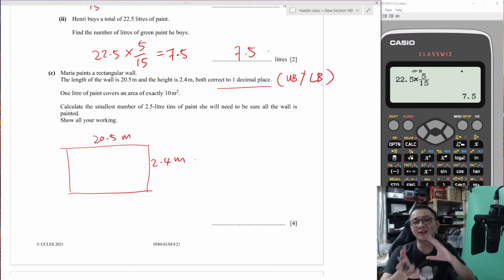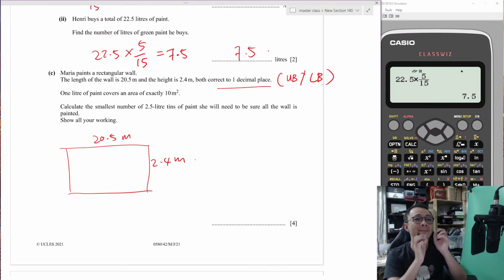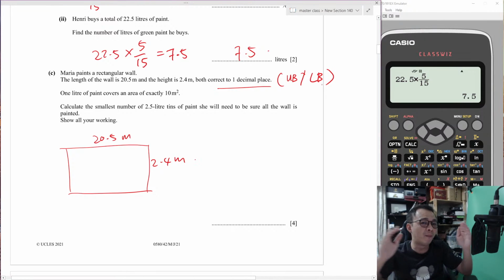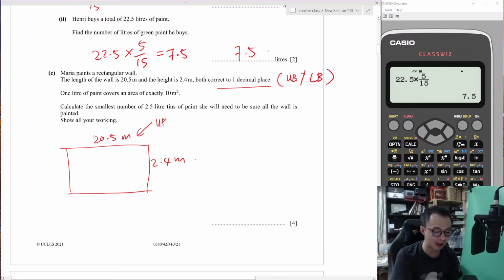Right. Here it doesn't really tell you whether to use upper bound or lower bound. But just assume you are the buyer, the person who wants to paint the wall, and your father asks you to go and buy the paint. Of course, we want to make sure the paint can cover the whole wall, isn't it? So we will buy more rather than less. Or I can say we will calculate the wall area more rather than less. So, in order to make sure the paint can fully cover the whole wall, common sense says we will use the upper bound for both of them.